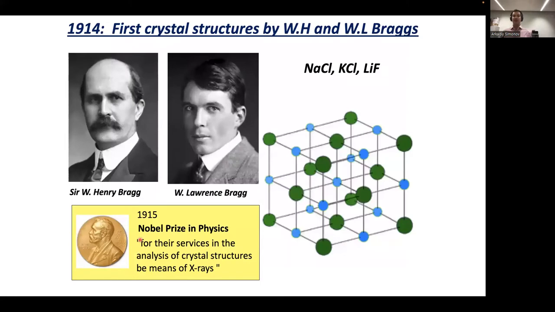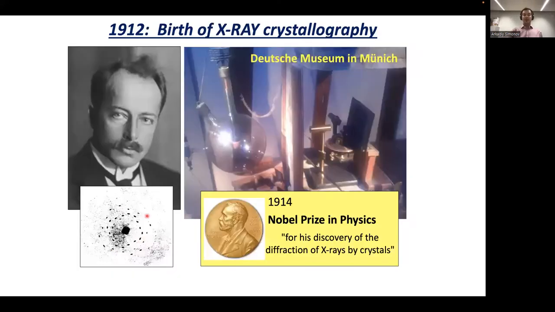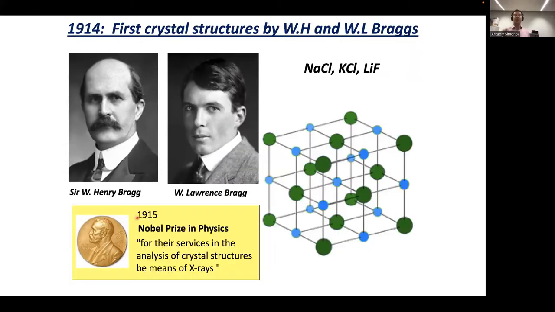The progress came very quickly after that, because already in 1914, these two gentlemen, Henry Bragg and Lawrence Bragg, his son, realized that by looking at not only the positions of these Bragg peaks, but also the intensity distribution of these Bragg peaks, they can sort out the arrangement of atoms in there. And they started with the simplest example of sodium chloride, which is a very simple structure containing sodium and chlorine in this checkerboard interchanging fashion.